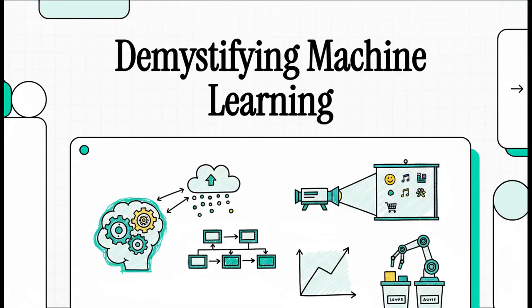You hear the term machine learning thrown around all the time, right? It's the magic behind your streaming service recommendations, and it's helping scientists crack some of the world's biggest challenges. But how does a machine actually learn? Well, that's exactly what we're going to break down right now.